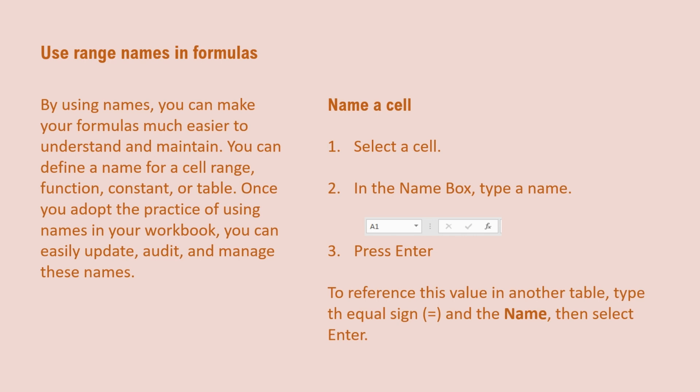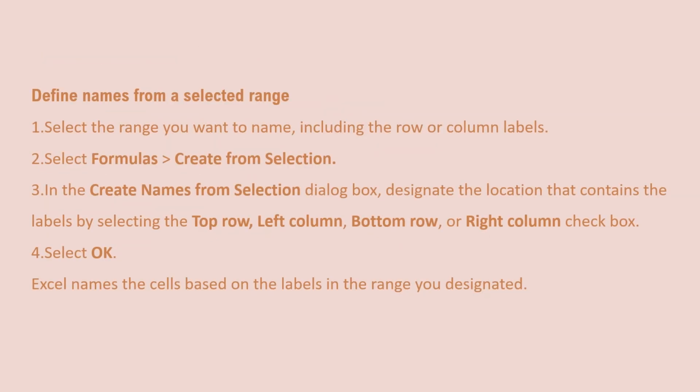These are the steps in naming a cell. Select a cell, and then in the name box, type a name, and then press enter. To reference this value in another table, type the equal sign and the name, then select enter. Define names from a selected range. First step, select the range you want to name, including the row or column labels.